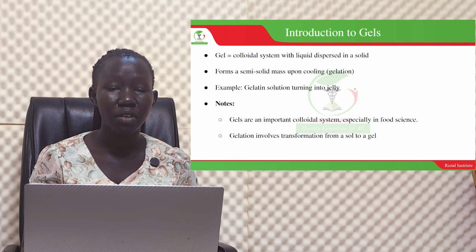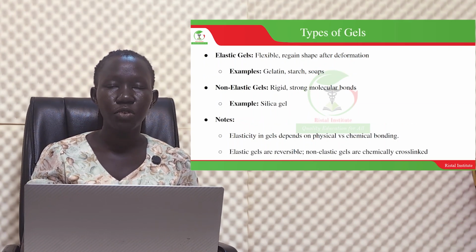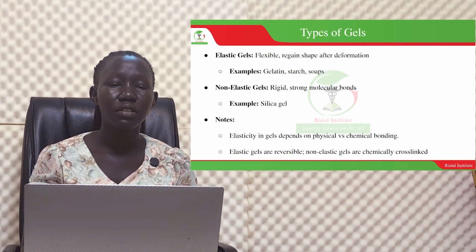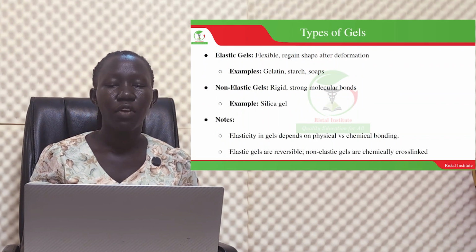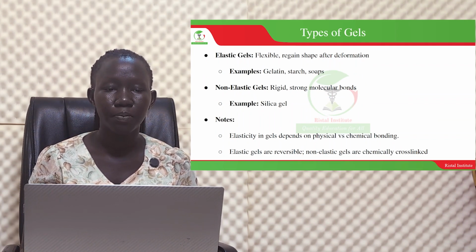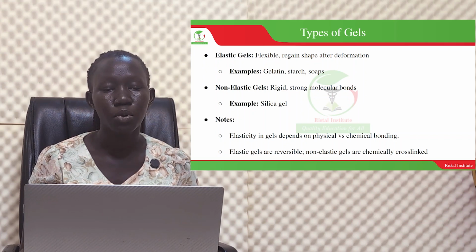Gels have been applied variously in a lot of processes involving food science and food chemistry, especially in the production of so many food products. Types of gels. One of the types of gels is elastic gels. This one is flexible and it can regain its shape after deformation. Examples are gelatin, starch, and also soap.